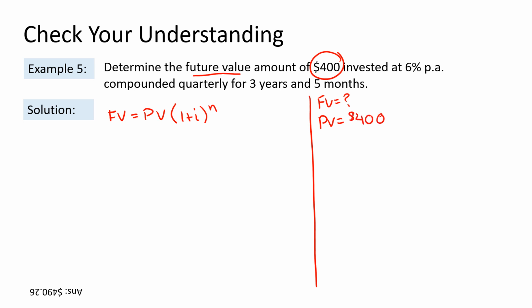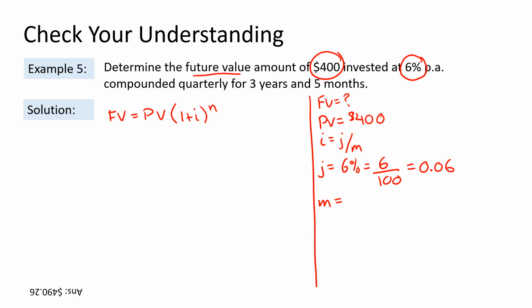So now we can start to work towards finding our other two items, our periodic rate of interest I and our total number of compounding periods n. Remember, our periodic rate of interest I is equal to our nominal rate of interest J divided by our number of compounding periods per year M. J, our nominal interest rate, is given in the question, 6% per annum. Converting that to a decimal, we remove the percentage sign and divide by 100, so 6 divided by 100 gives us 0.06.